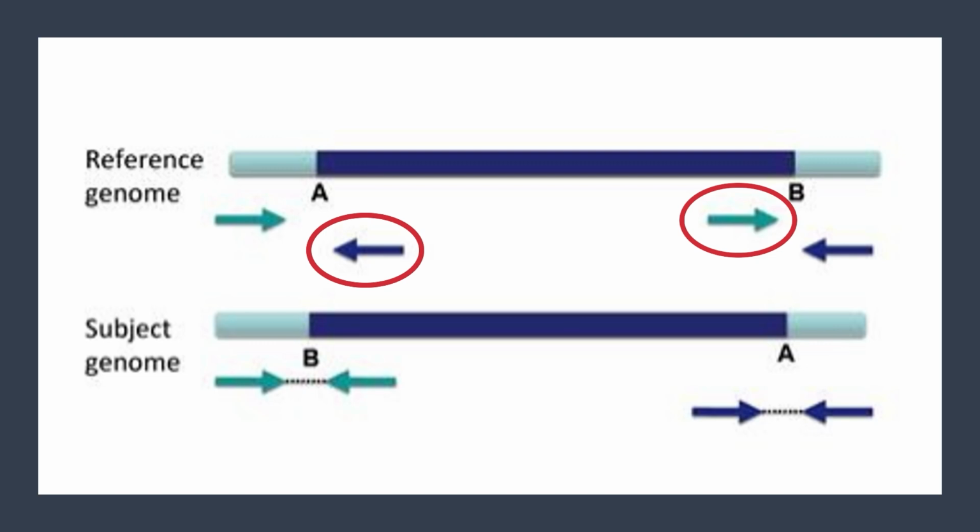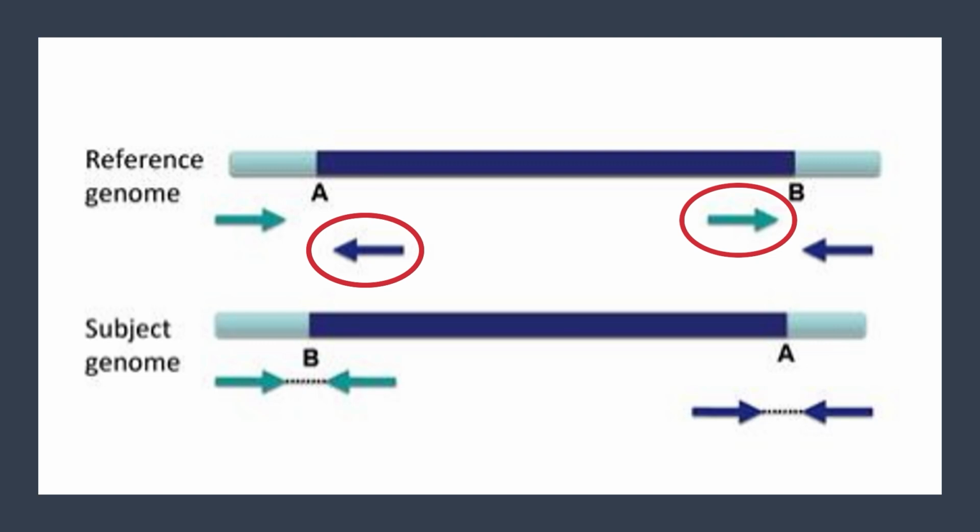You can tell IGV to color code paired reads that are not oriented properly so that you can notice them easily. And I will show you how to do that. Remember, all you will see in the alignment is the paired reads mapped against the reference genome. You won't see the subject genome in IGV.